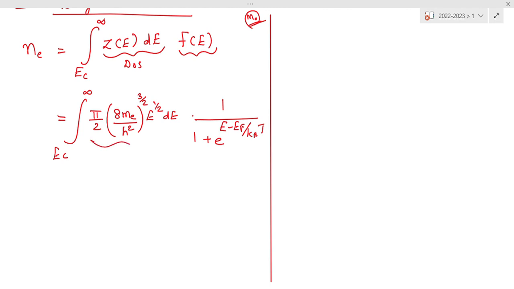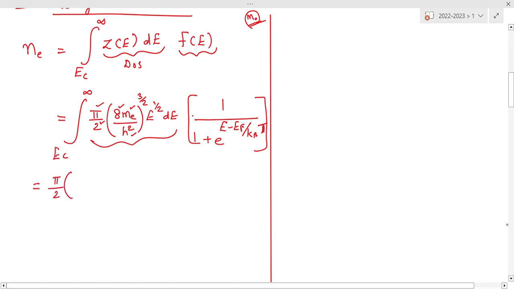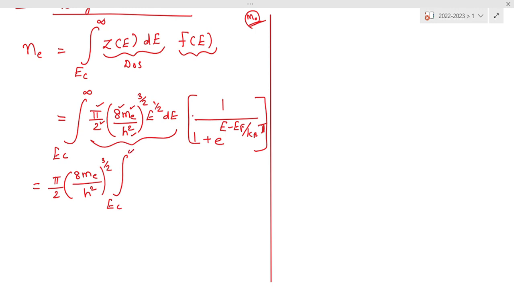The density of states expression is taken, and the Fermi distribution function for finding out the electron occupancy is written here. Now we are going to find how many electrons are present per unit volume of the intrinsic semiconductor. Here pi by 2, 8 me by h square, all these are constants, so these can be taken out of the integration sign. Pi by 2, 8 me by h square, the whole power 3 by 2, EC to infinity.